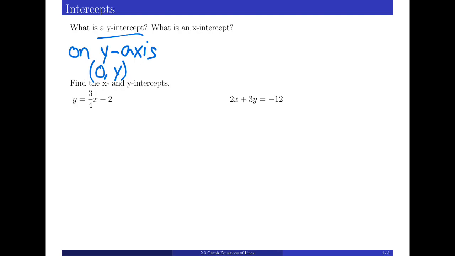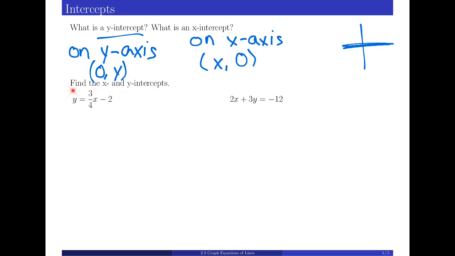X-intercepts are probably actually, in a lot of applications, more important than y-intercepts down the road, especially when you get into calculus. X-intercepts are important. But anyway, what's an x-intercept? Well, that's when we're on the x-axis. Right? And if we're on the x-axis, then our y-coordinate is 0. So it's some x value, and then the y-coordinate is 0. So we can find x and y-intercepts by plugging in 0 for x if we want to find a y-intercept, or 0 for y if we want to find an x-intercept.